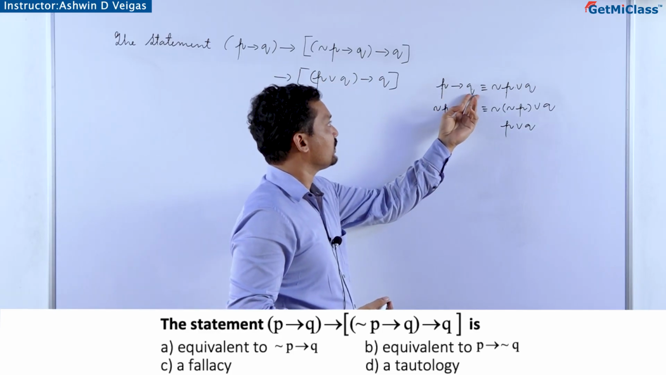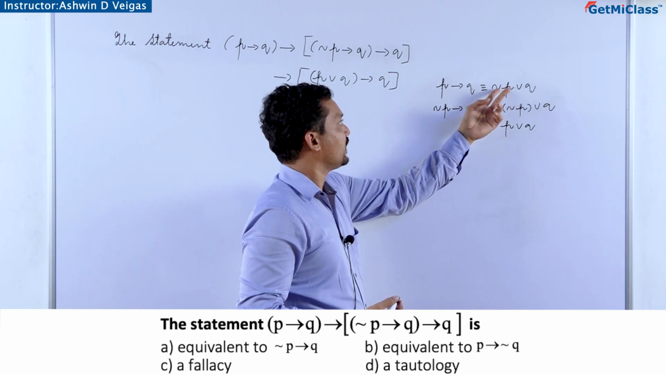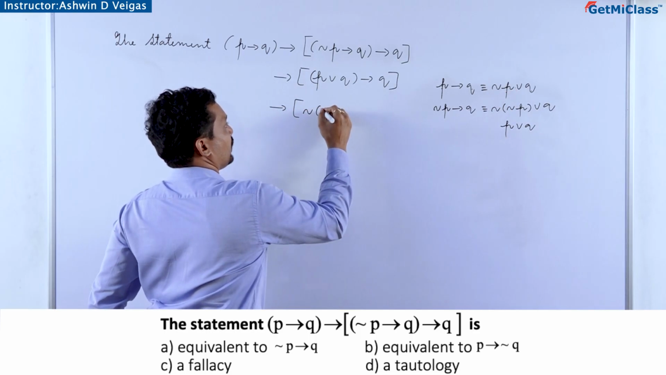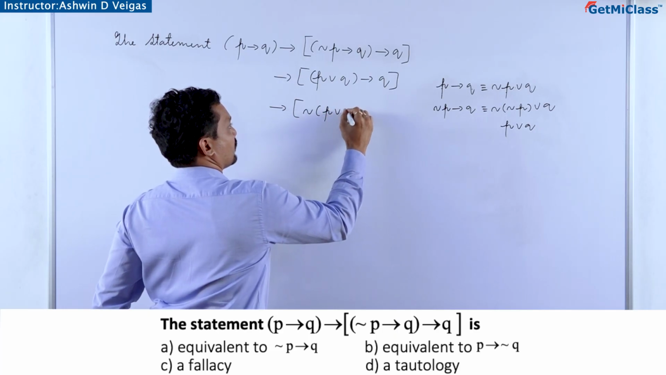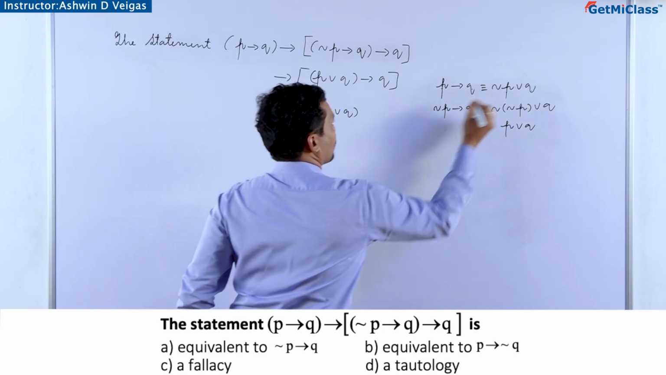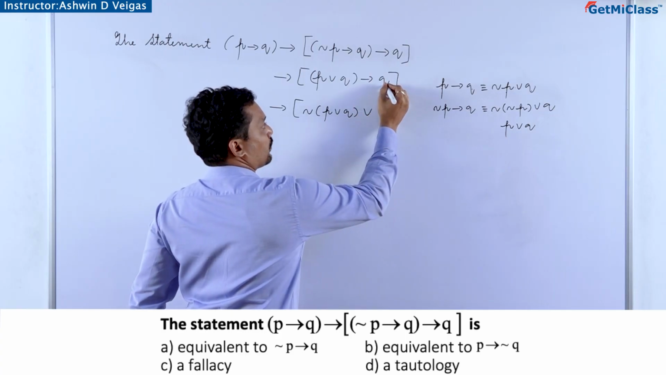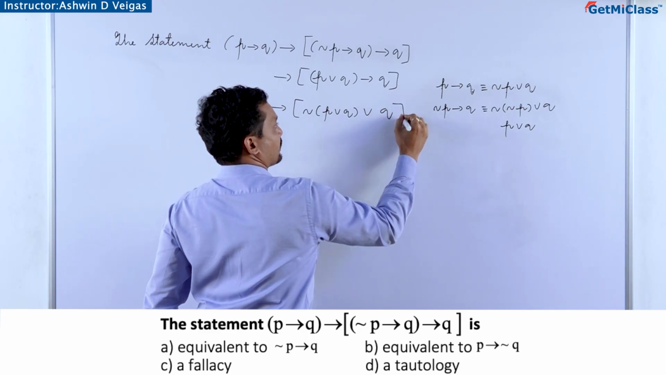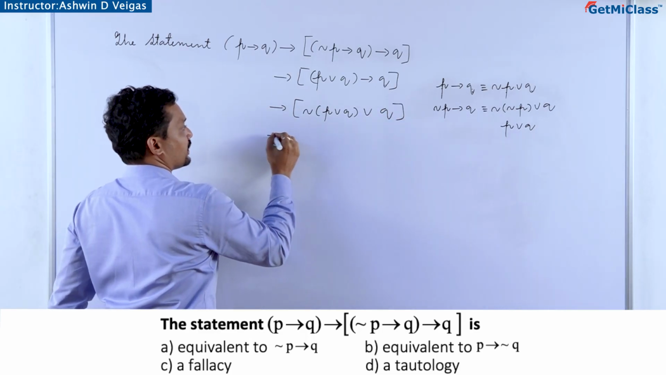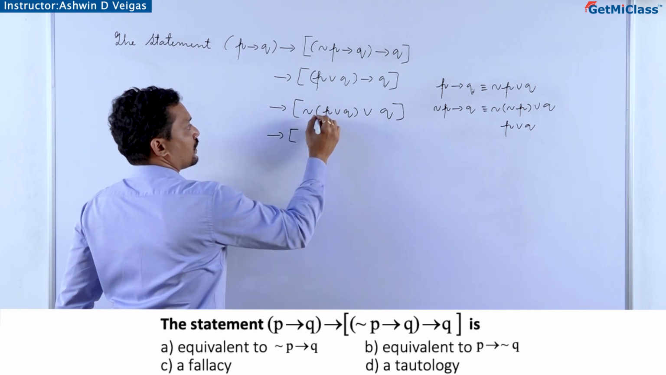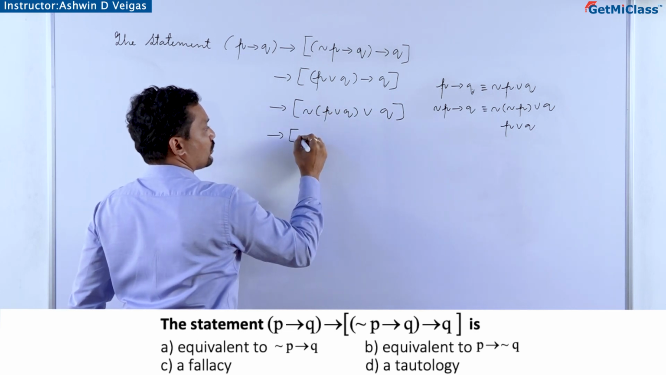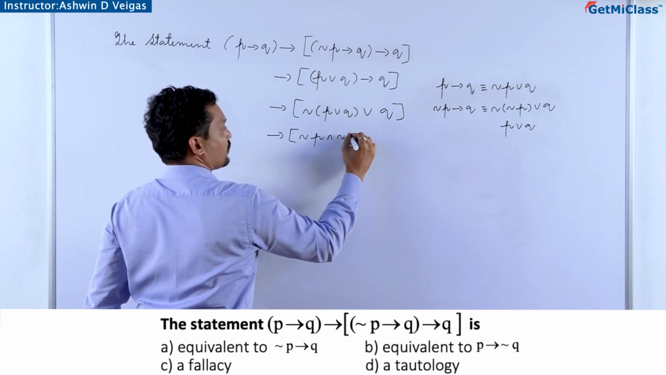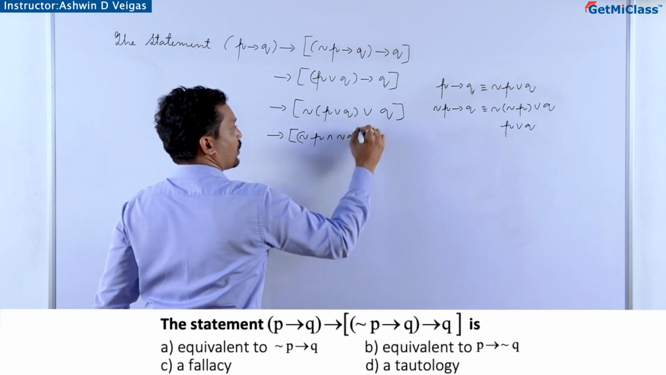the first component will get negated. So, it will become negation of (P or Q), then or, the second component will come as it is. So, this will be as it is, and if I apply the negation now, this is negation of P and negation of Q, or Q.